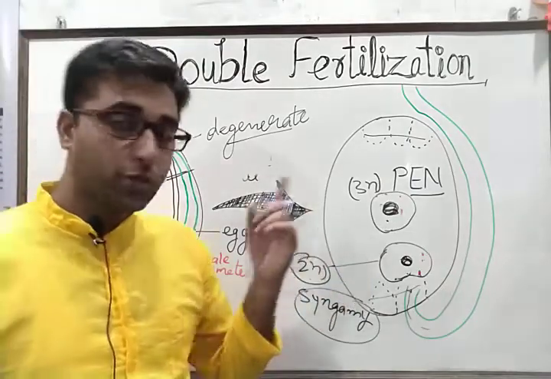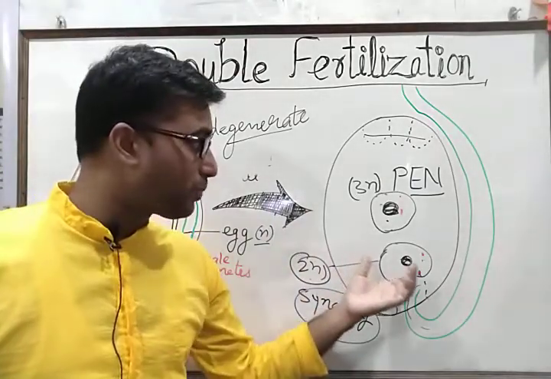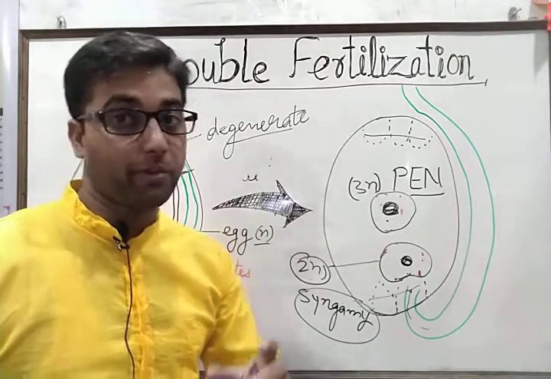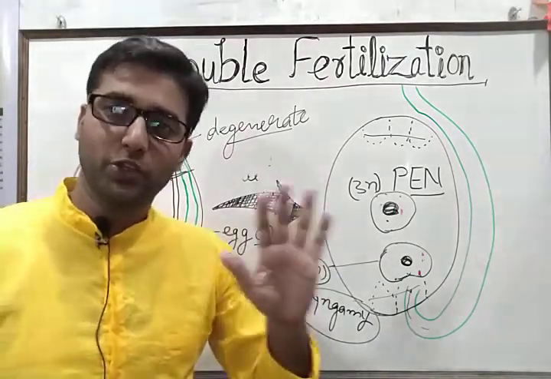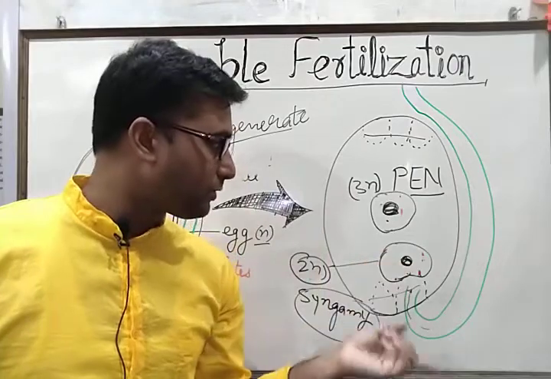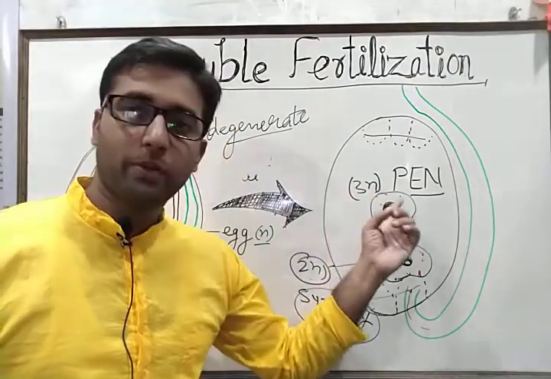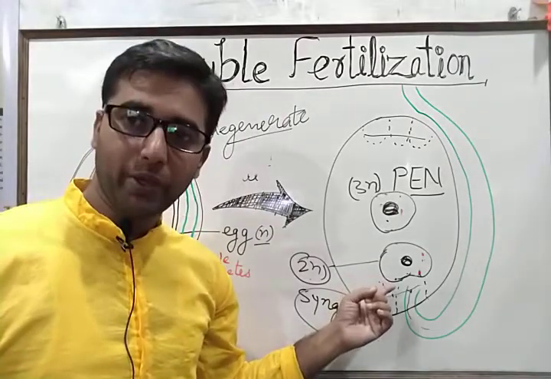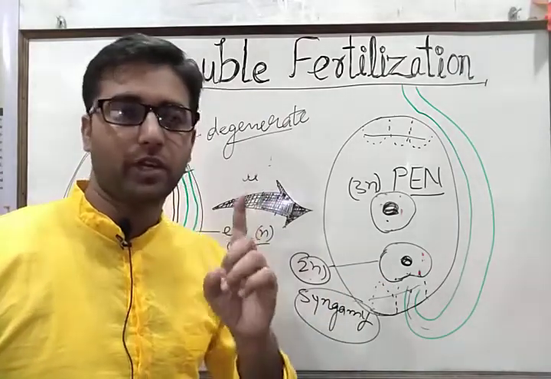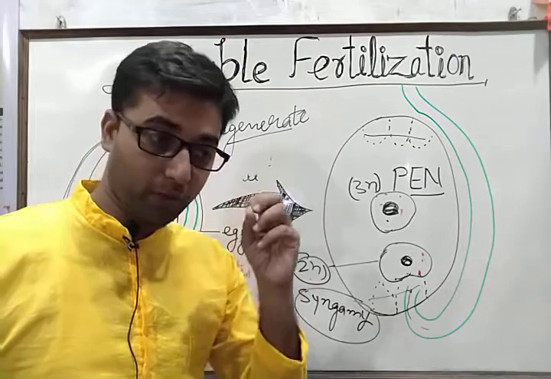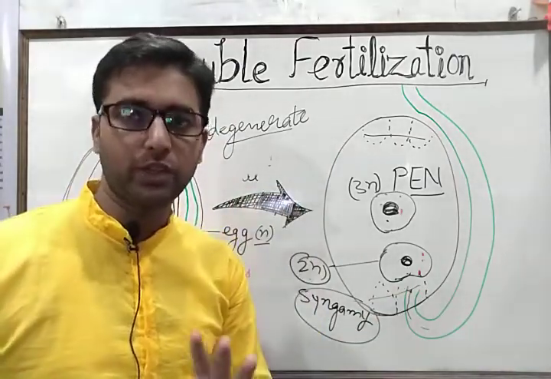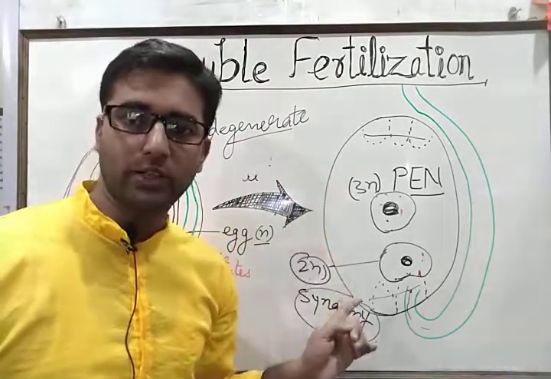So the development of endosperm we will study as a post-fertilization event, because this is not the fertilization event. The formation of endosperm, the type of endosperm and the development of embryo are post-fertilization events, as are the formation of seeds and fruits. These are all post-fertilization events. This is the proper fertilization event.